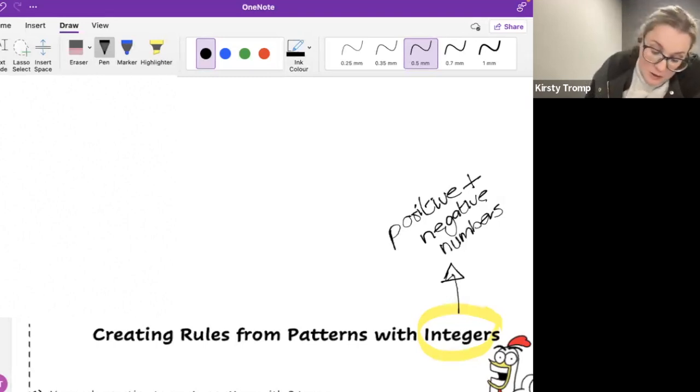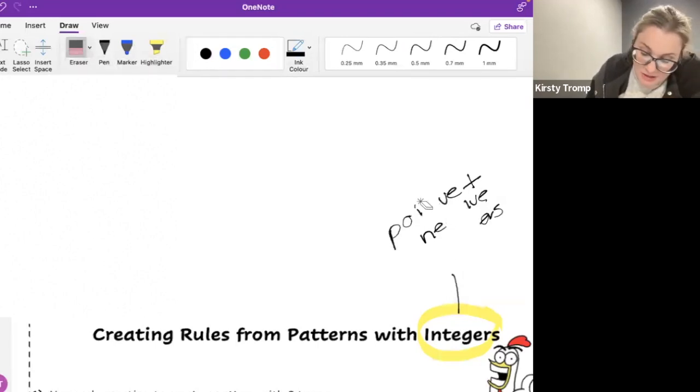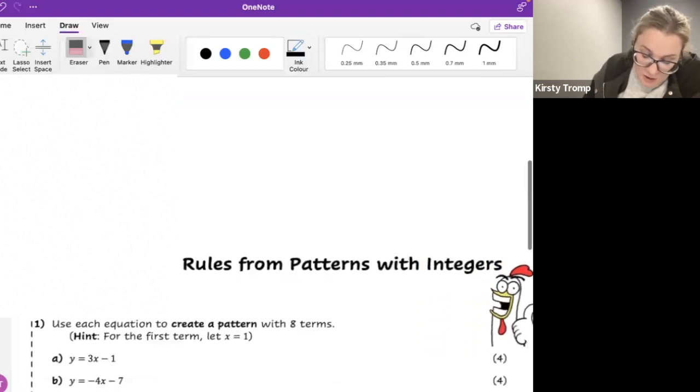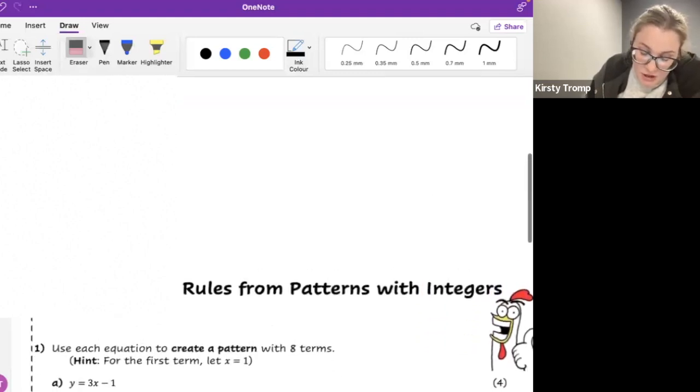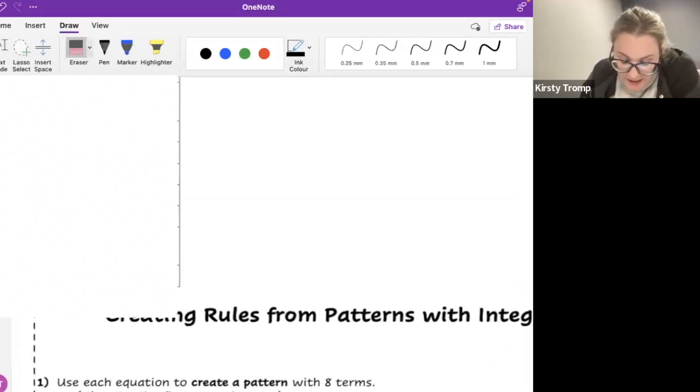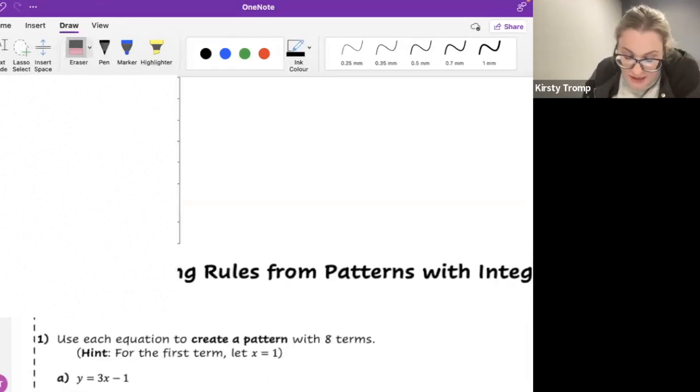So if we're looking at creating patterns with integers, the question says, use each equation to create a pattern with 8 terms. Hint, for the first term, let x equal 1.